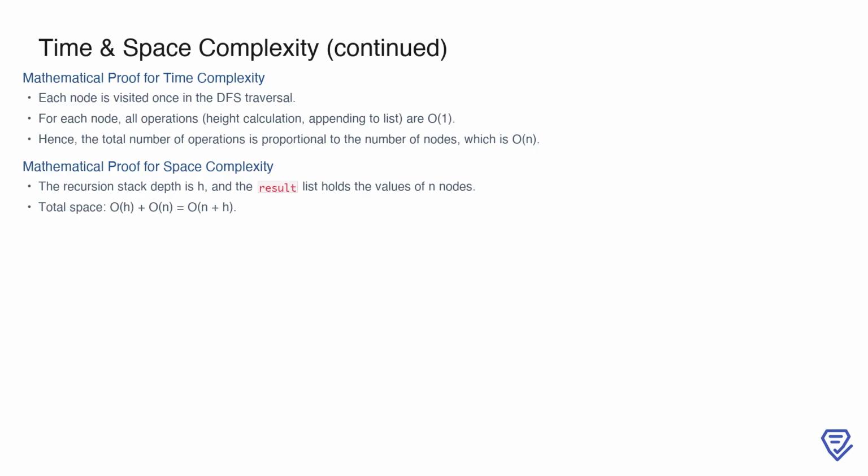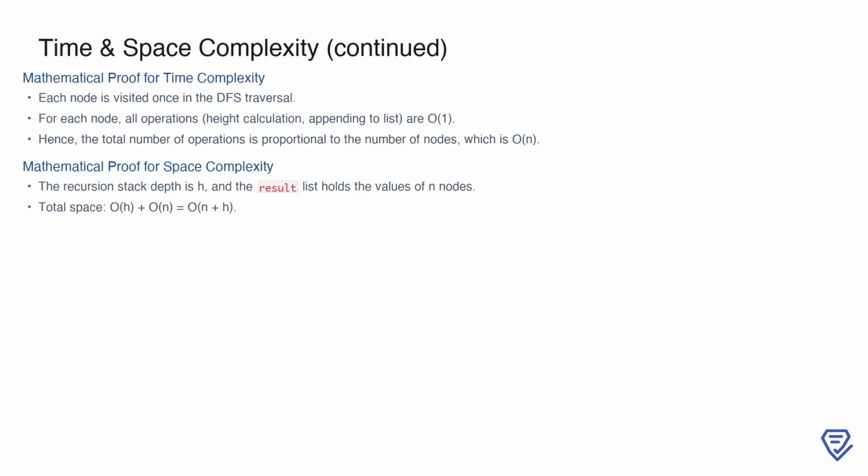Finally, let's provide a mathematical proof for both time and space complexity. In terms of time complexity, each node in the tree is visited exactly once during the DFS traversal. For each node, the operations of calculating its height and appending its value to the result list are constant time operations. Therefore, the total number of operations is directly proportional to the number of nodes, giving us O(n). For the space complexity, the recursion stack depth is equal to the height of the tree, which is h, and the result list holds values for all n nodes. When we combine these, the total space complexity becomes O(h) plus O(n), which simplifies to O(n) plus h.